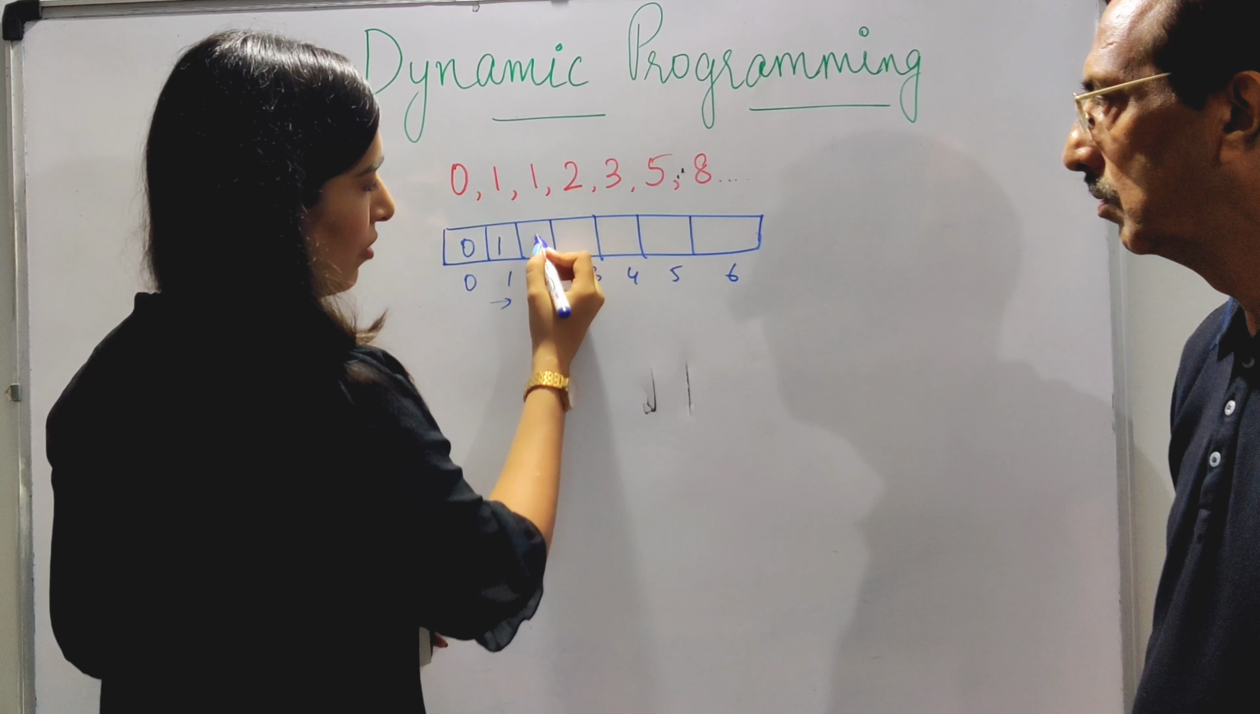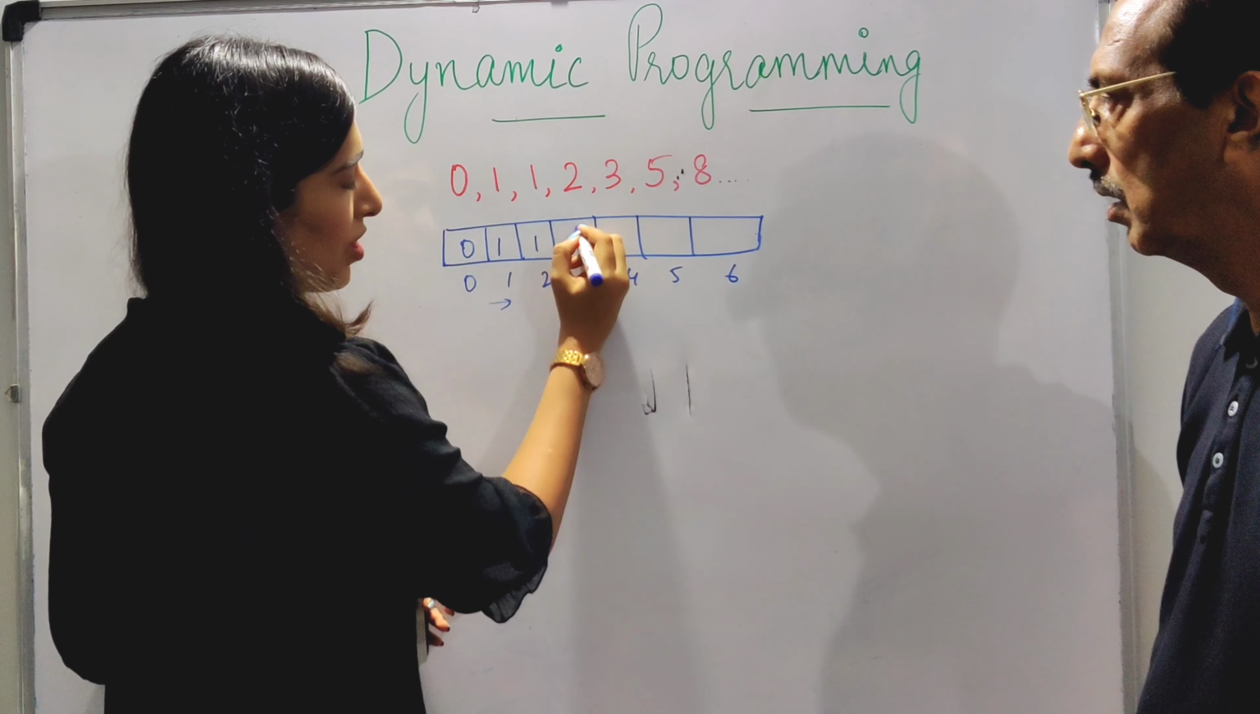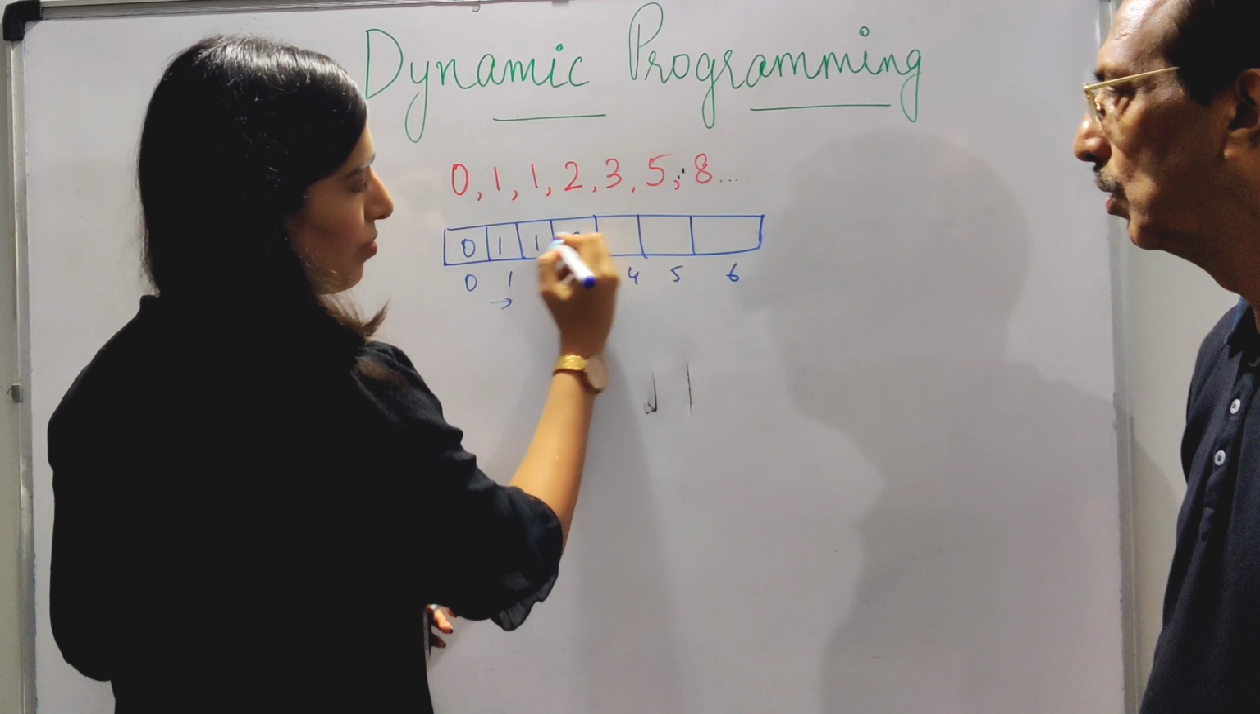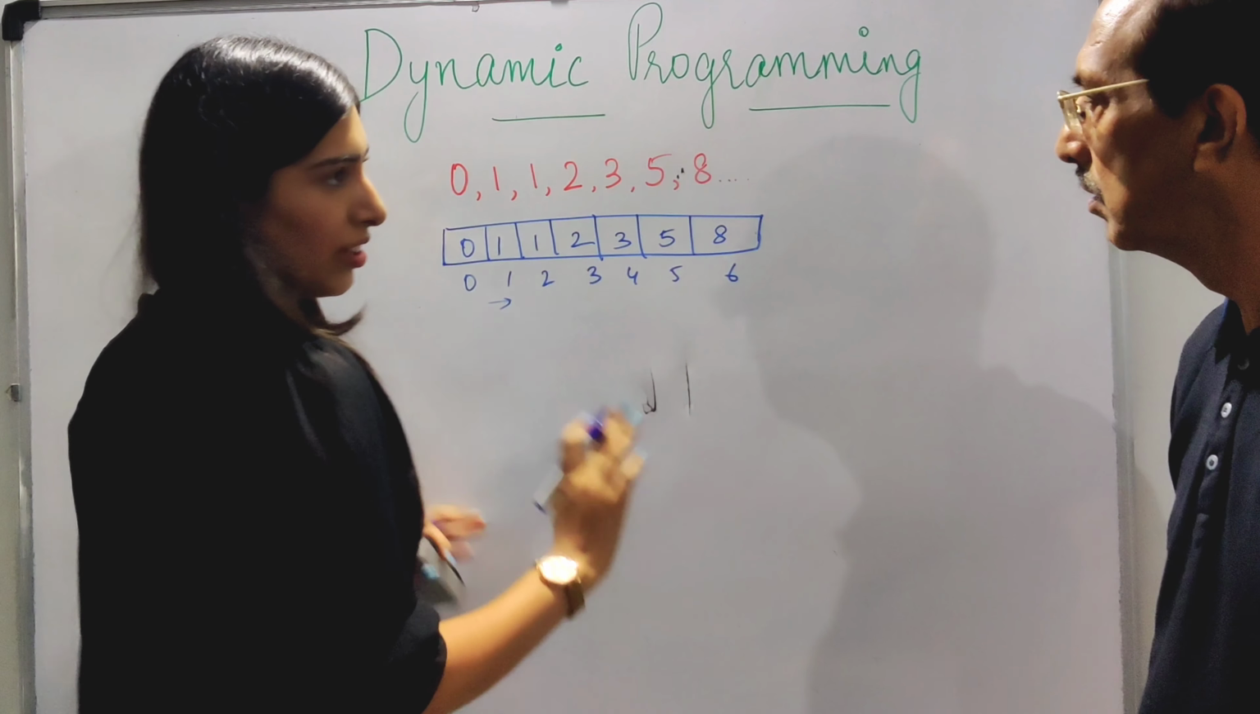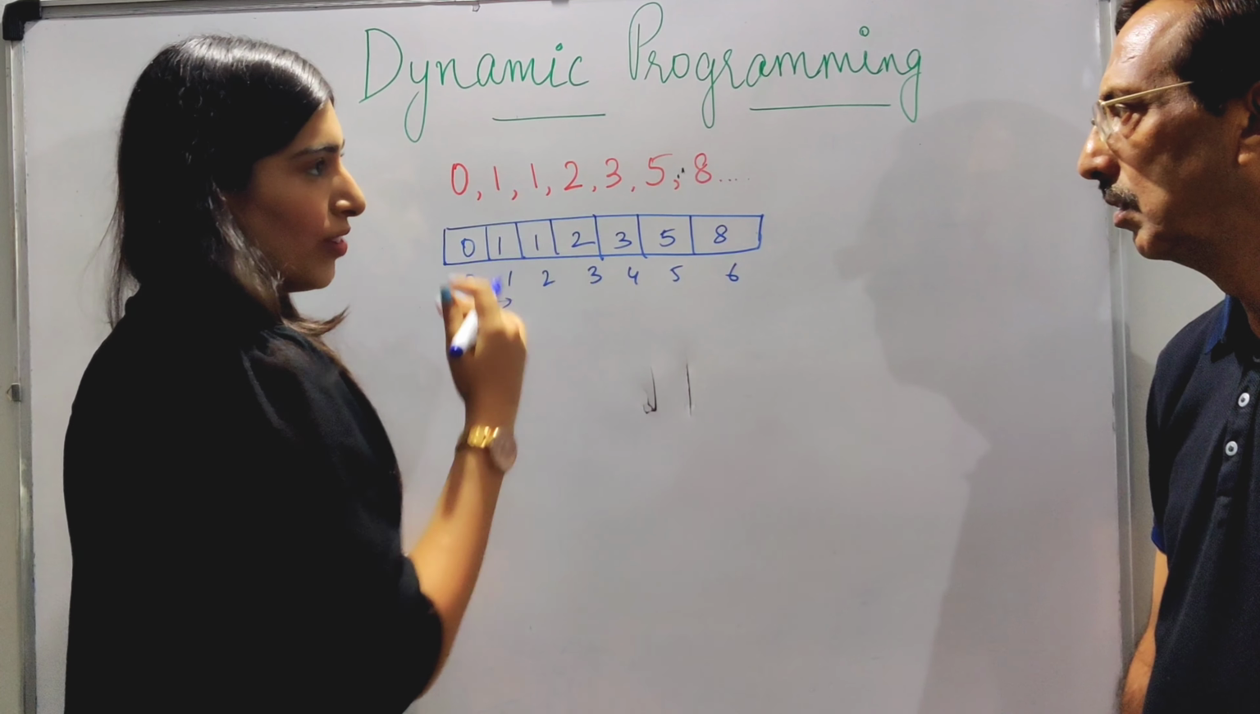So what will be the value for this? It will be the sum of these two. What will be the value at this? Sum of these two. Sum of these two. Sum of these two. And sum of these two. 8. Makes sense? Now, how will the code look?